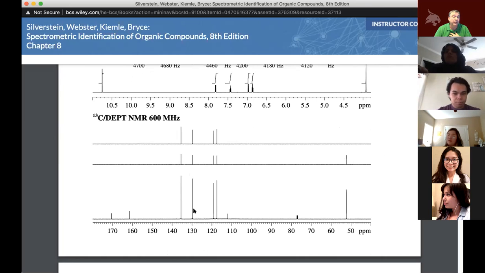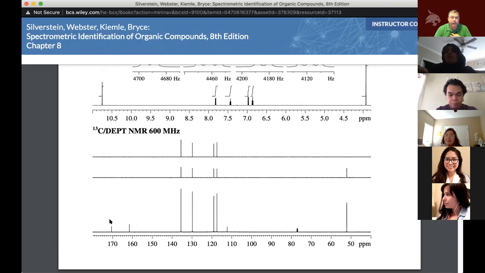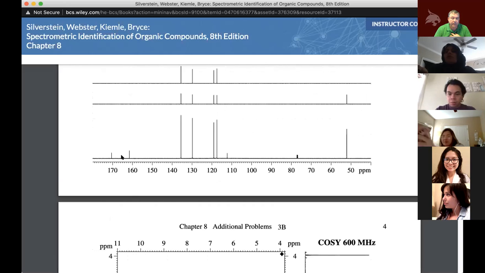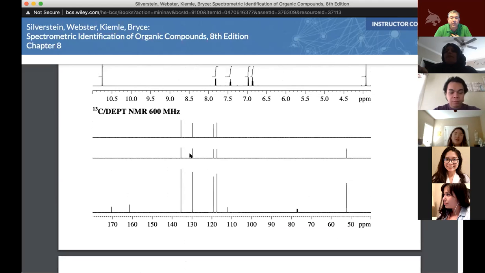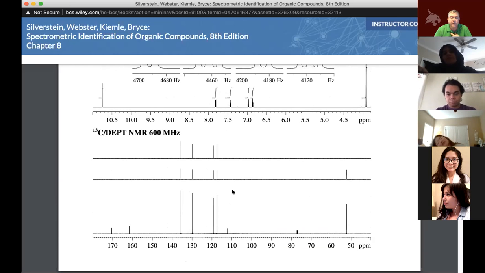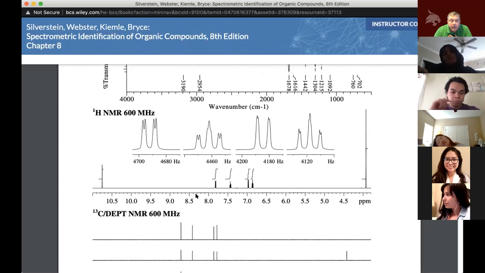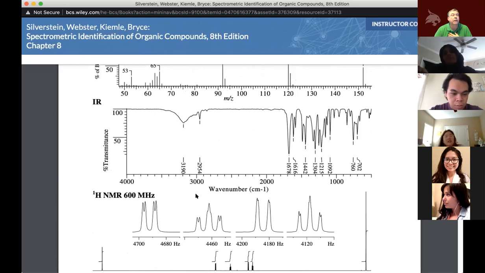So we probably have, gosh, that's really low for a carbonyl unless it's an ester. Okay. But we have the possibility of that there. Oh, and we have a COSY too. We'll look at that later. So it looks like we definitely have an aromatic ring, probably di-substituted because of the hydrogens there. Okay.